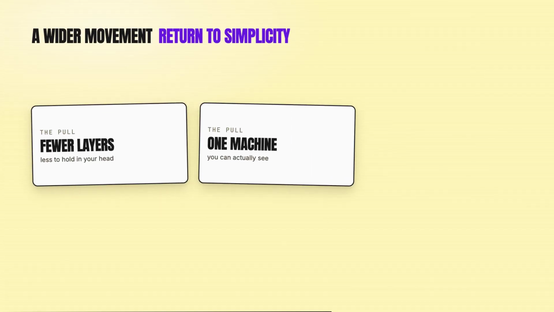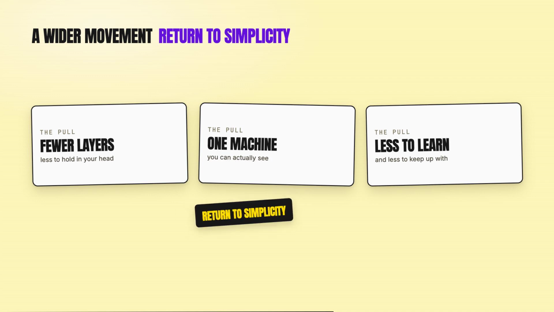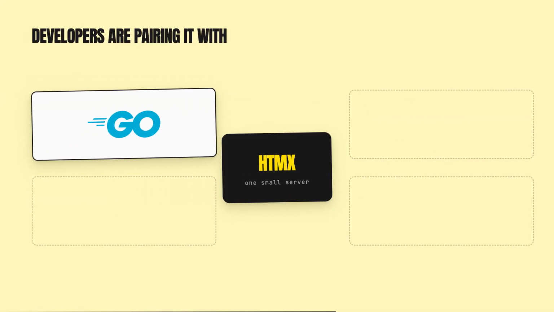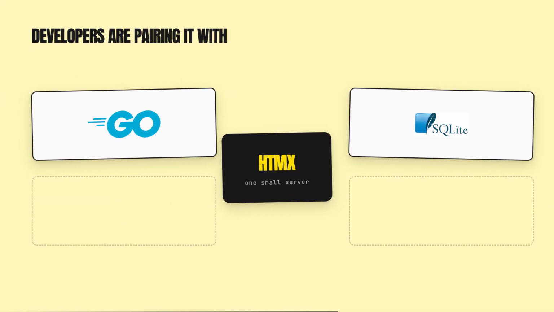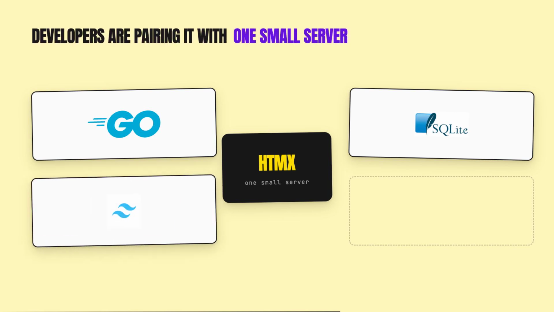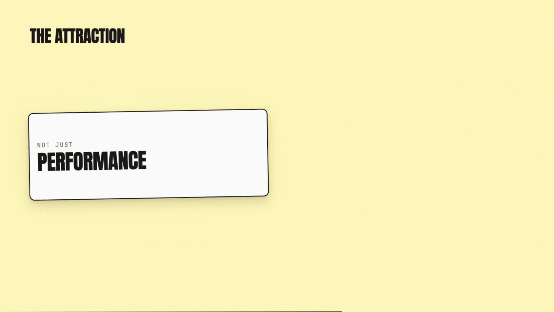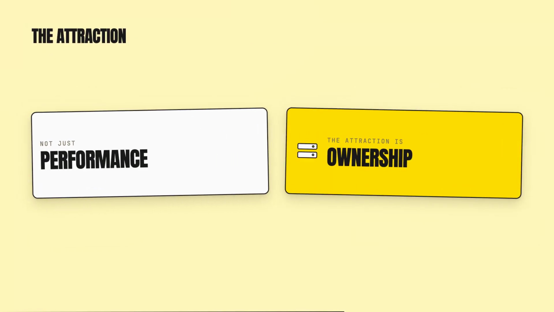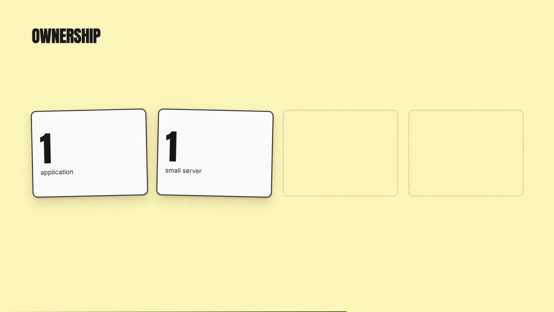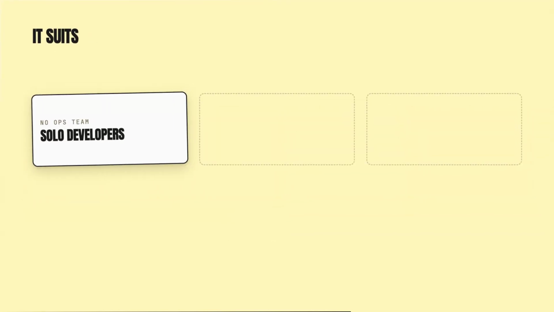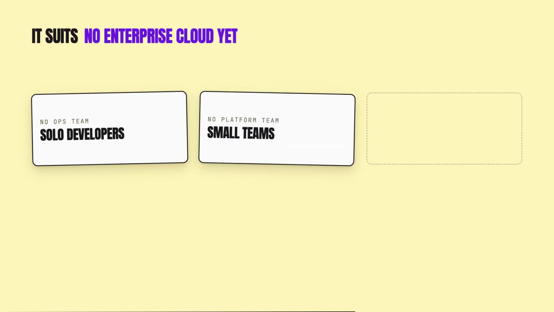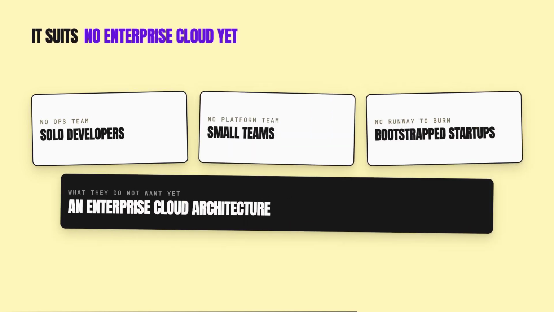HTMX is also benefiting from a wider return to simplicity movement. Developers are pairing it with tools such as Go, SQLite, Tailwind, and inexpensive virtual servers. The attraction is not just performance, it is ownership. One application, one small server, one database, one deployment. That story is particularly attractive to solo developers, small teams, and bootstrap startups that don't want an enterprise cloud architecture before they have their first 100 users.